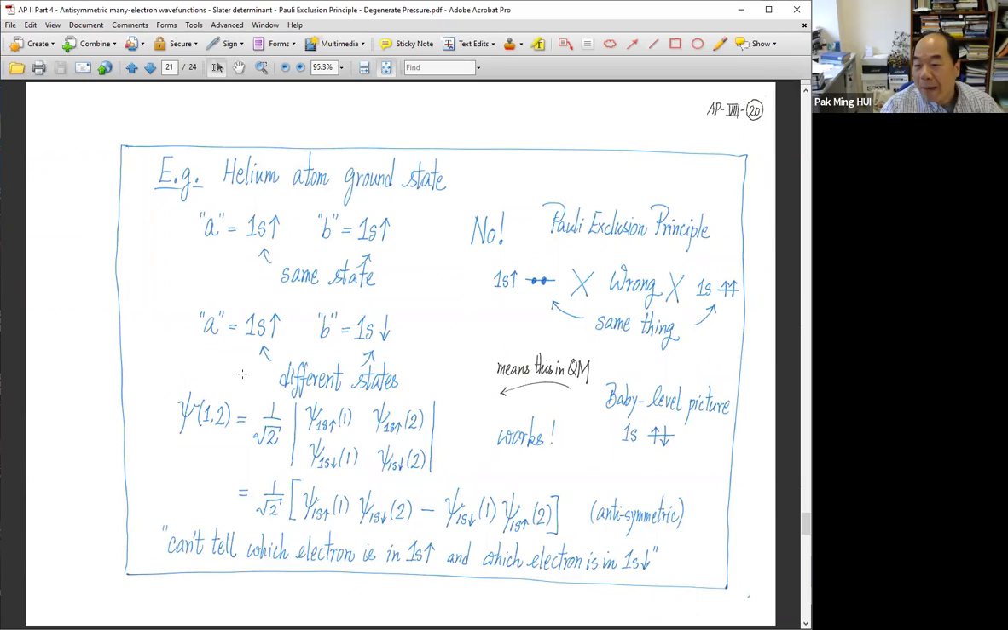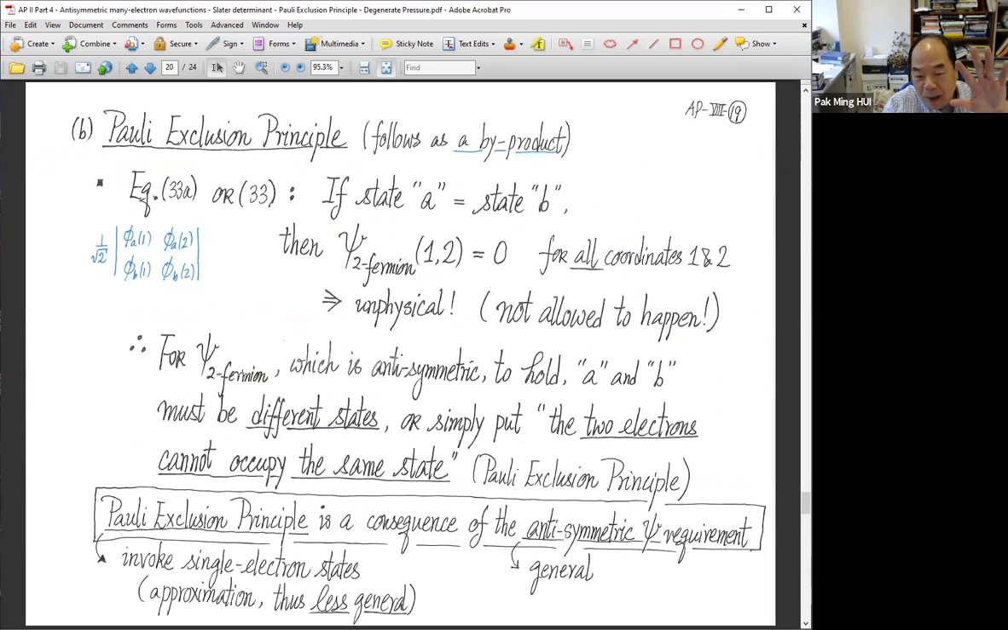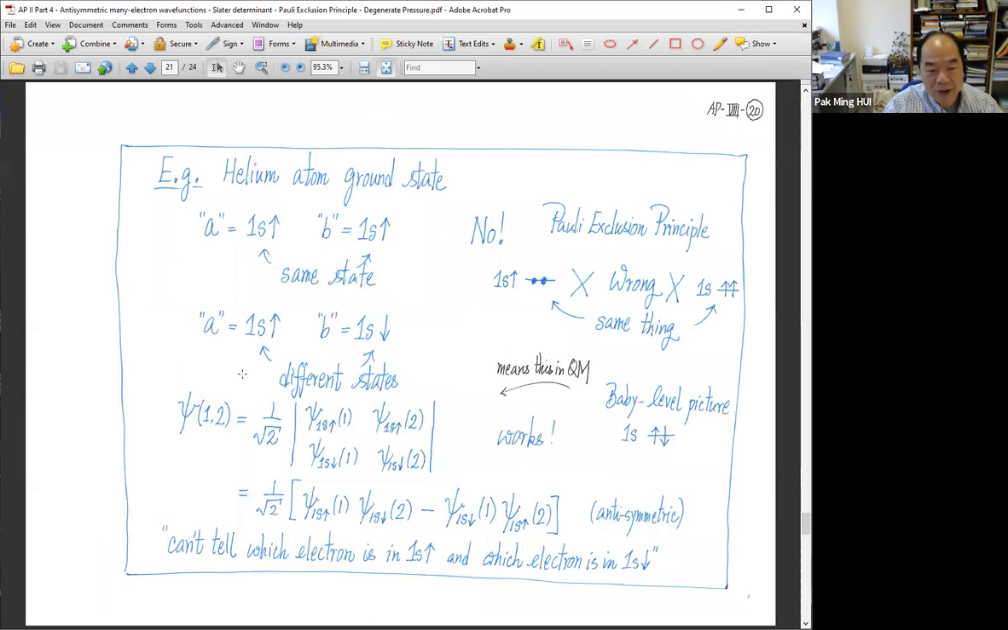So now it's time to get back to the helium ground state. The previous page is about A, B, general. So now get back to helium ground state. You can think about this A and B state as one as up, one as down, or one as alpha, one as beta. No, this one is about the same state, and that is violating. We know that is entirely zero, okay? But this one, now we have one as up, one as down.